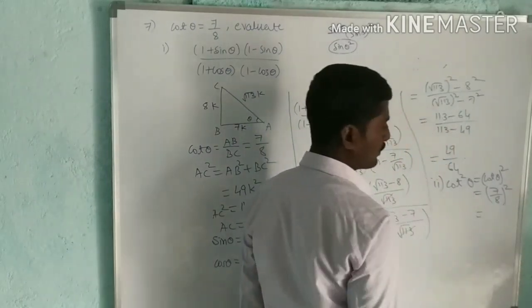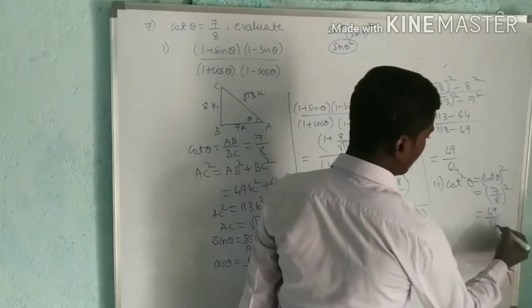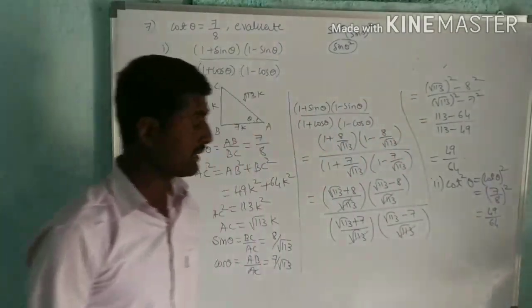Now this is equal to 7 square, it is 49, 8 square is 64. Okay, this is how we can get it.